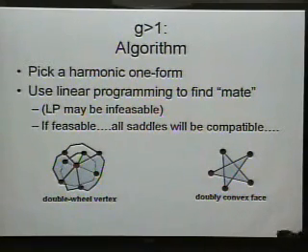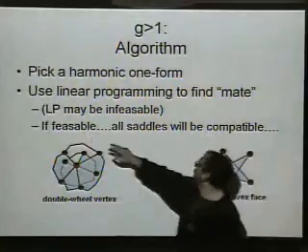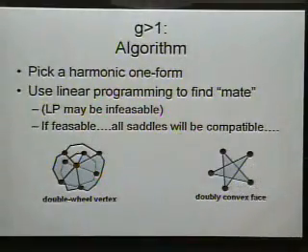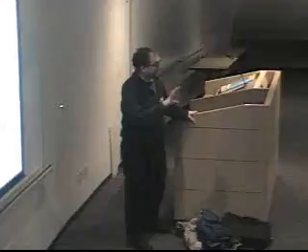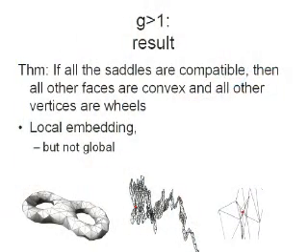Okay. But if we find a linear programming solution, if it's feasible, then all the saddles will be compatible. Okay? So this is an if statement. So now I get to John's question. What's good about this? And it's only so good. It's not so great. It's not amazingly good. Here's the theorem. It's kind of another checking theorem.